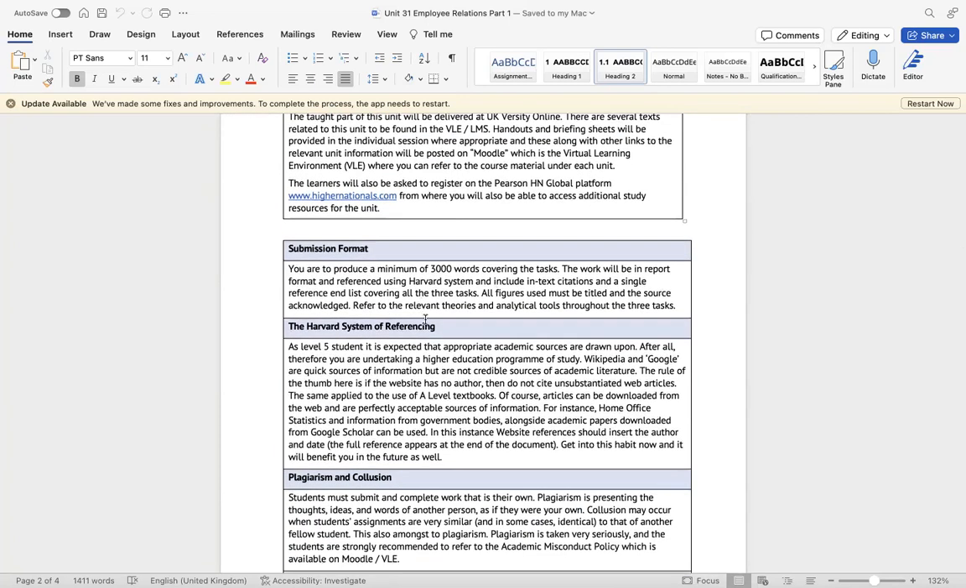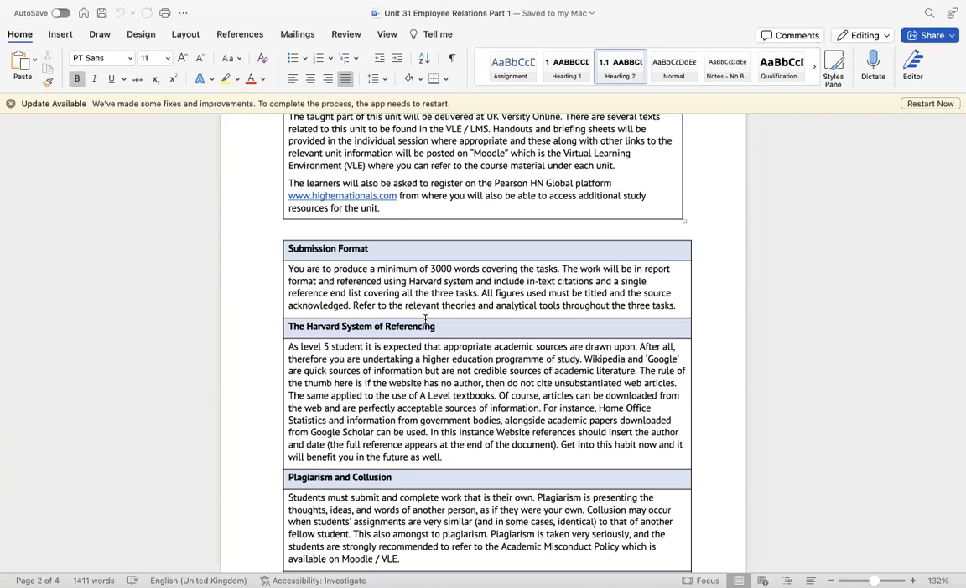For this assignment, you're producing a minimum of 3,000 words. Make sure that you're using Harvard referencing correctly. We spoke about what Harvard referencing is and how you can use it correctly. I think we mentioned that you can use the software which is inbuilt in Word for Harvard referencing. Just make sure you're choosing the option for Harvard.